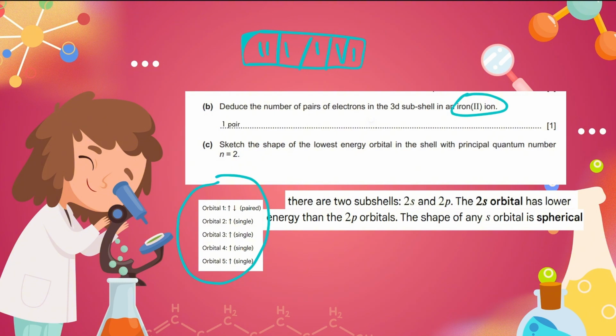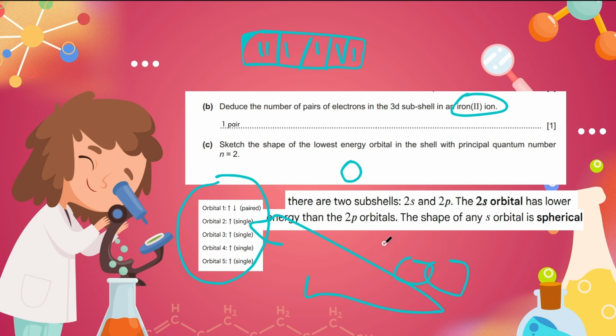Then sketch the shape of the lowest energy orbital in the shell with principal quantum number n equals 2. So 2s and 2p, right? Only there, there's no 2d. Since 2s has lower energy than 2p, and we know s is spherical, the shape is only spherical. Just spherical.